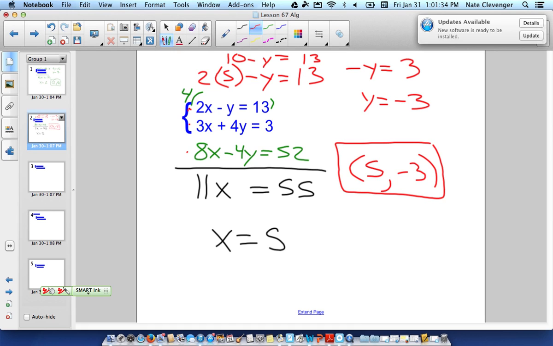The easiness of it really depends on how it's set up. If it's already solved for, it might be easier to plug in. If it's not, it might be easier to substitute or eliminate.